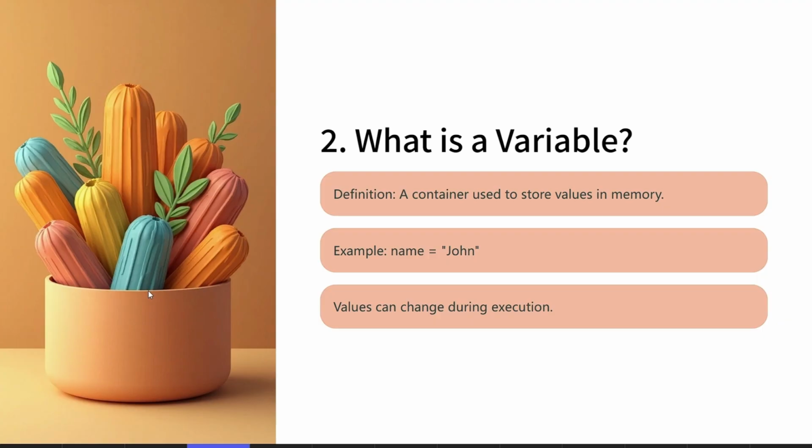Let me take a real-life student scenario. A student has a name, roll number, and marks. These values are different for every student, so we store them in variables. Now the next thing in our mind: how to create a variable.